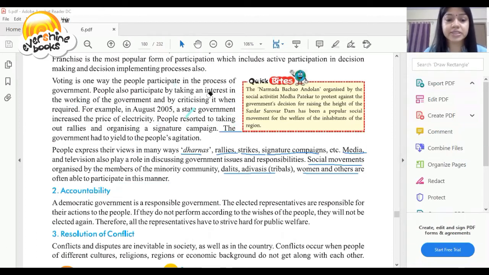Let's discuss the second key element of democracy, that is accountability. Let's discuss it.